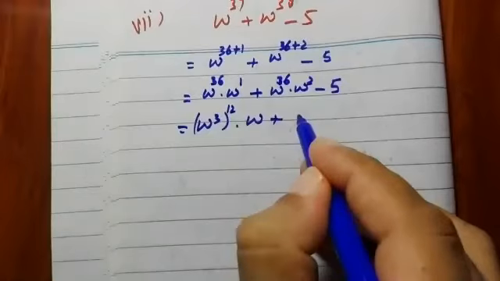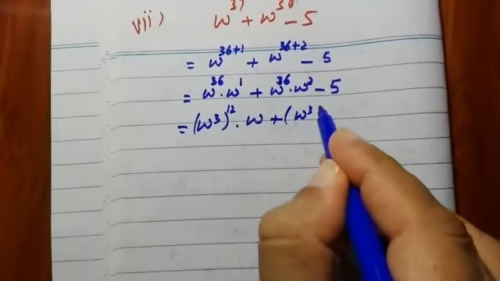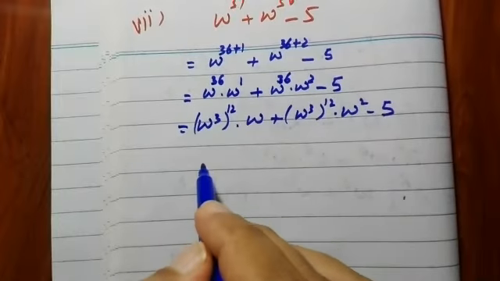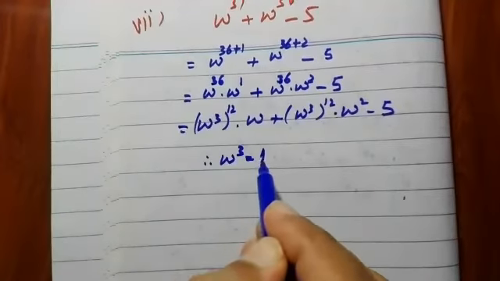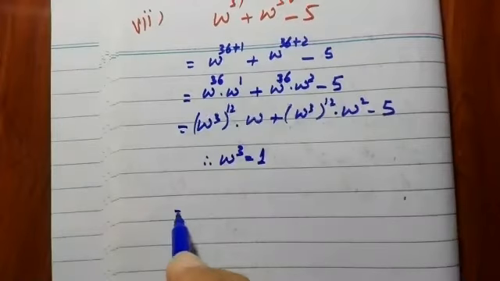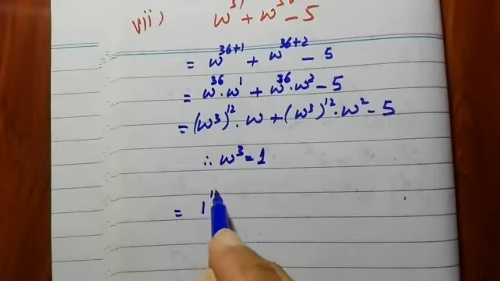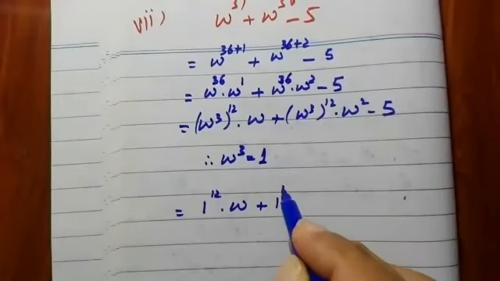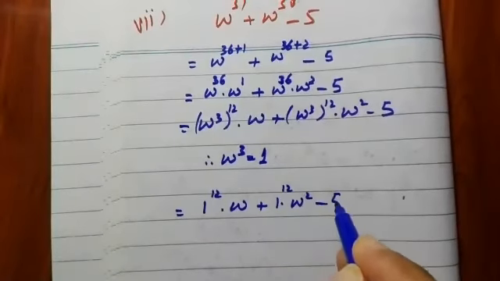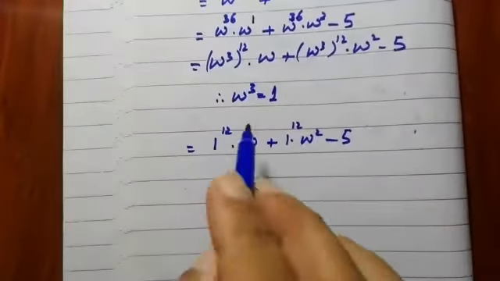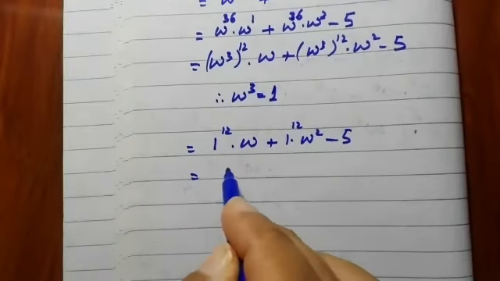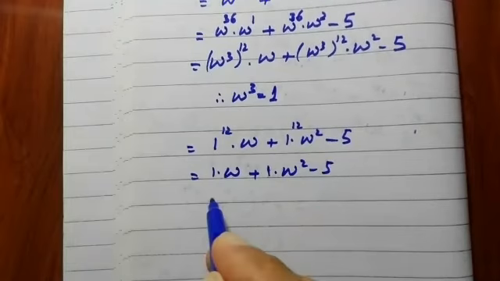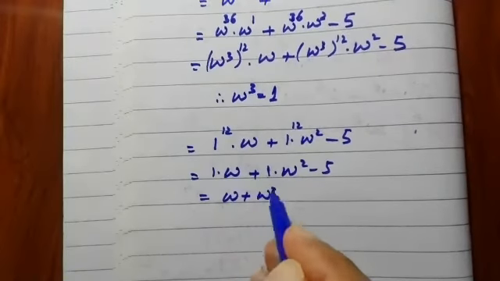And similarly, in the next bracket, the same will be done: omega 3 raised to power 12, dot omega square minus 5. So omega 3 is equal to 1. So it will become 1 raised to power 12, and omega will be as it is. Next bracket, 1 raised to power 12 and omega square minus 5. Now 1 raised to power 12 makes 1, so there is no need to write it in the next step. It will be omega, or 1 times omega square minus 5. So it will become omega plus omega square minus 5.